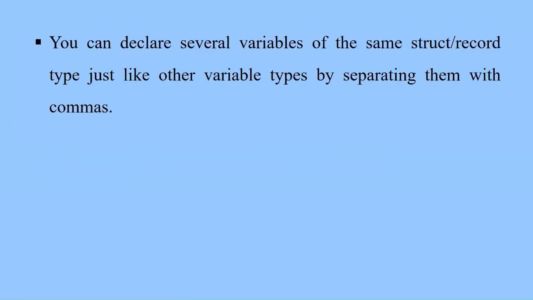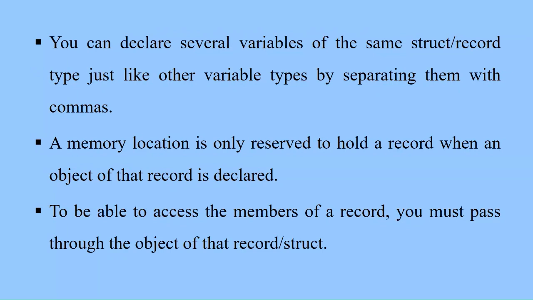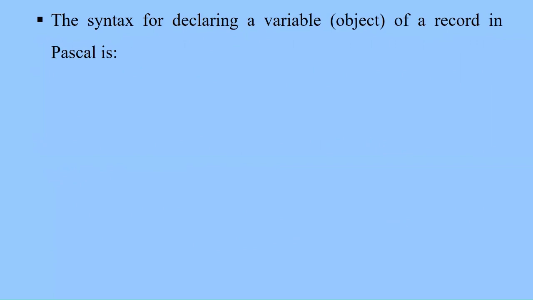You can declare several variables of the same struct or record type, just like other variable types, by separating them with commas. A memory location is only reserved to hold a record when an object of that record is declared. To be able to access the members of a record, you must pass through the object of that record or struct. The syntax for declaring a variable or object of a record in Pascal is as follows.